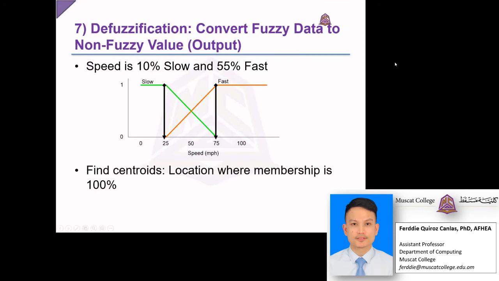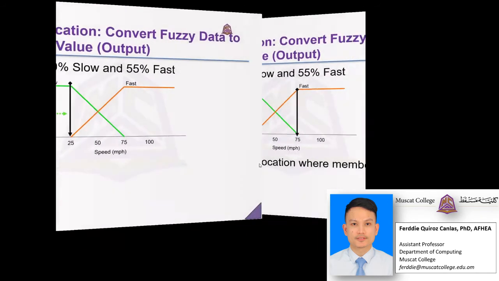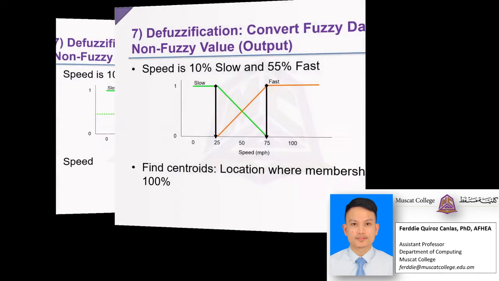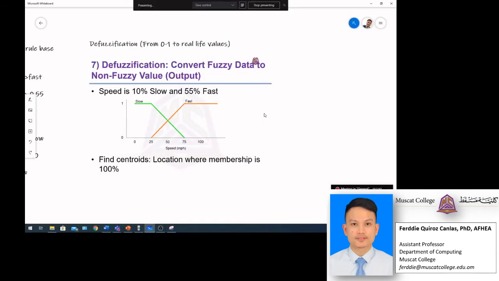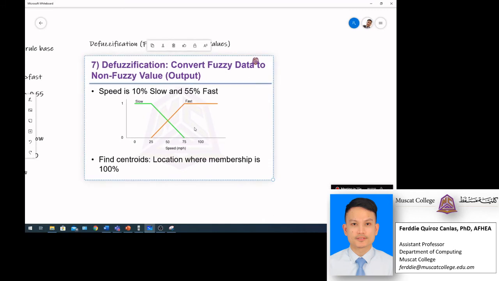Okay, so this is a representation: 10% slow and 55 fast. Let's try to calculate it using the centroid. Then we will get the value. Okay, let's try to calculate this. So let me get this drawing because I need this very much.